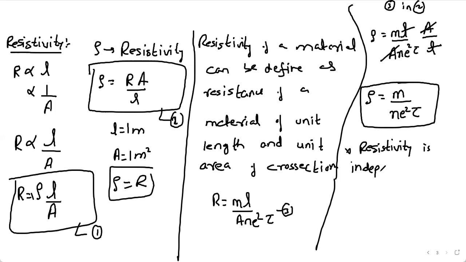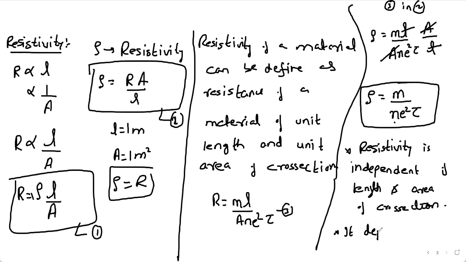Resistivity is independent of length and area of cross section. It does not depend upon length and area of cross section. It depends only on small n. Small n depends upon nature of material, and tau, this depends on temperature.